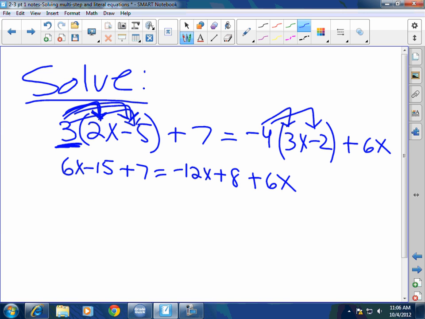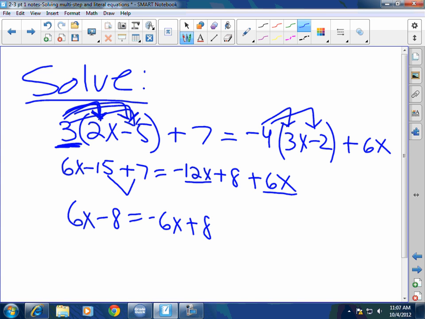Now, step 2, what does it say for solving multi-step equations? Combine like terms on both sides. Thank you very much. Are there any like terms here on the left side? So what would this equal? 6x minus 8. Equals, how about here? What are my like terms? The negative 12x and the 6x gives you negative 6x plus 8.